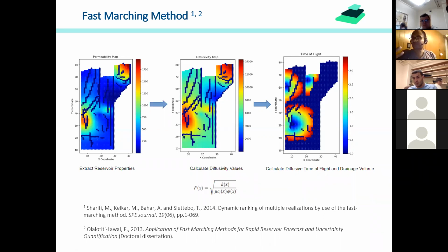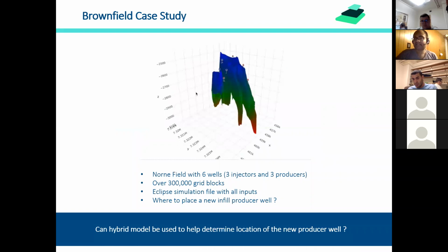So effectively, what we do is you vary the well location. You run a reservoir simulation and feed that to machine learning, but you also run the fast march model for that location, and you also feed that to the machine learning model. And that is what makes the machine learning model more predictive in nature. So I just want to demonstrate that for one of the brownfield case studies.